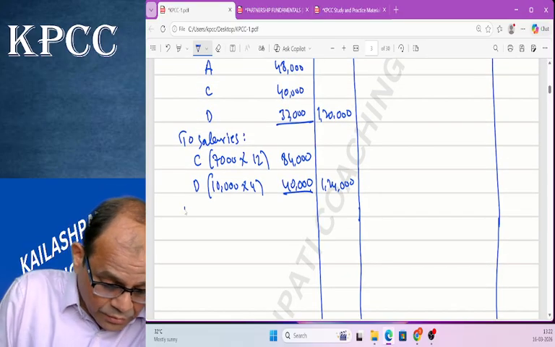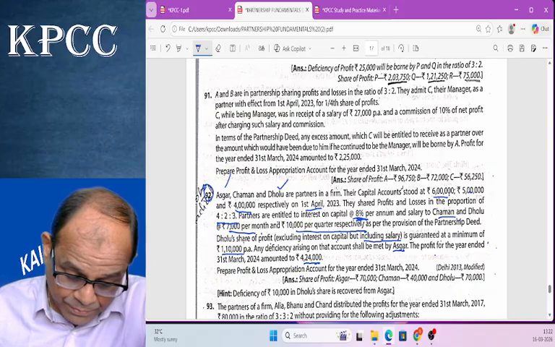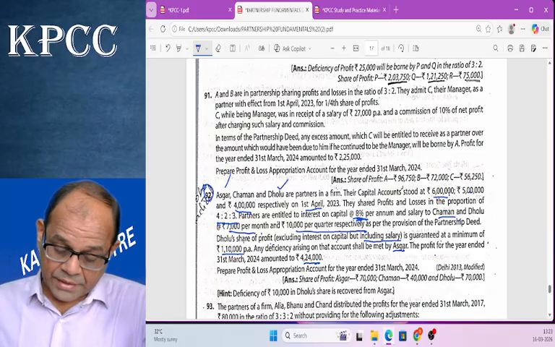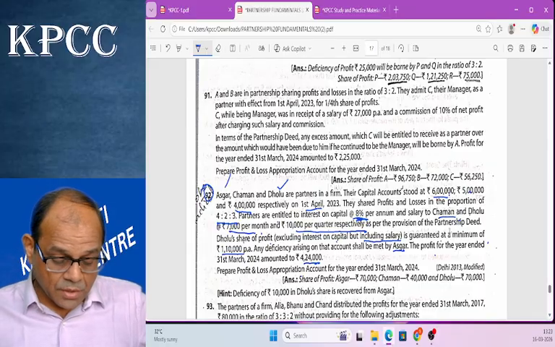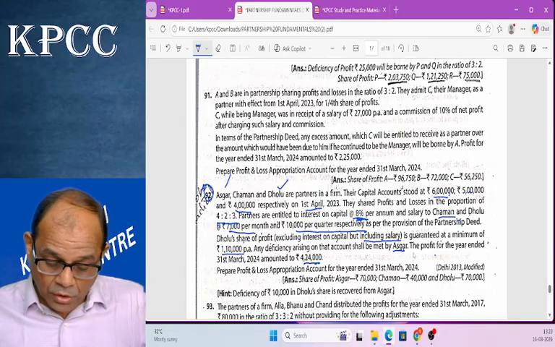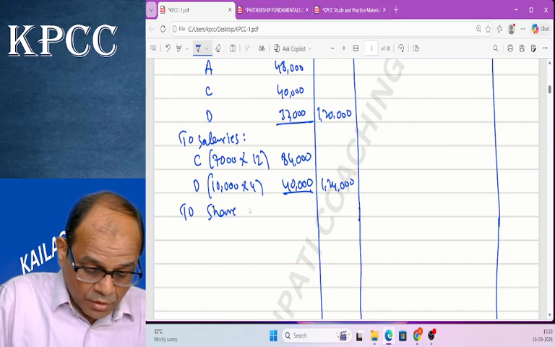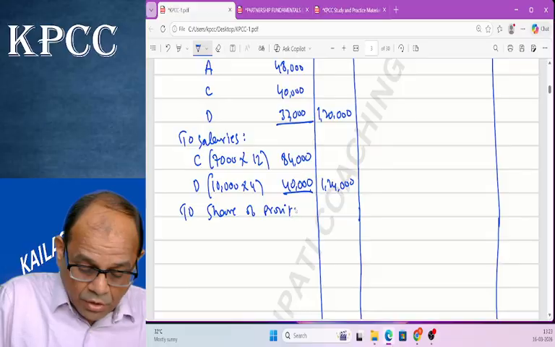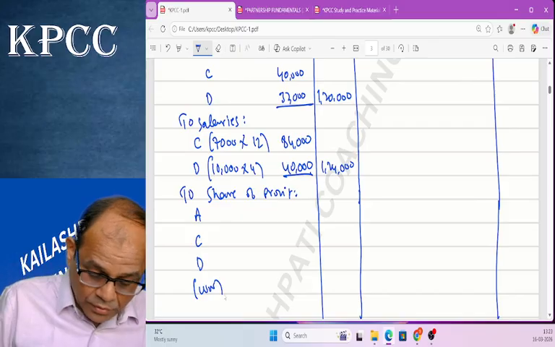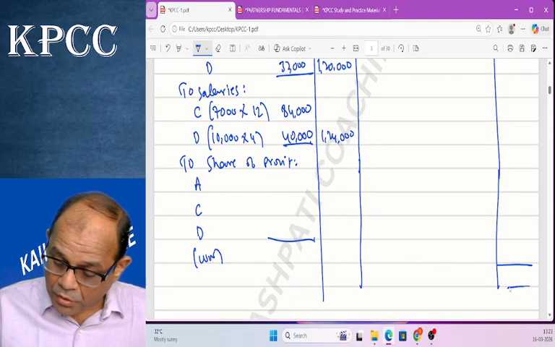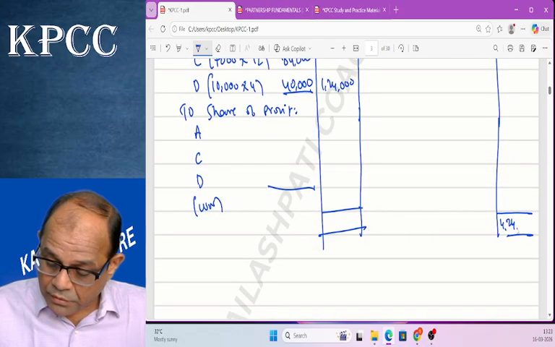Then, is there any commission? Check, no. 8% is interest on capital, and the salary we have done as per Dolu's share of profit. No commission and the like is there. So now only we will write the share of profit. Commission is not there. Asgar, Chaman, Dolu. Working note. Why a working note? Because we have Dolu's guaranteed profit.